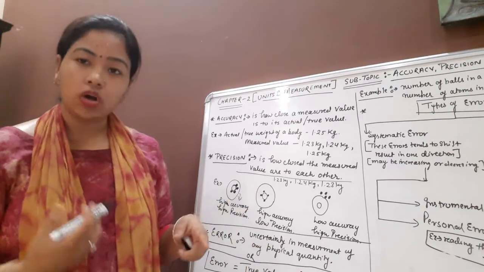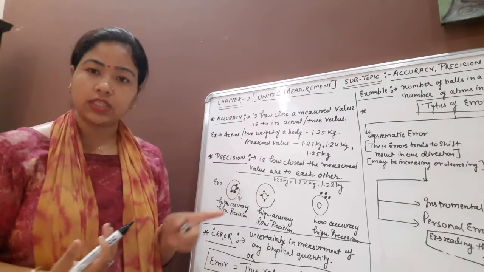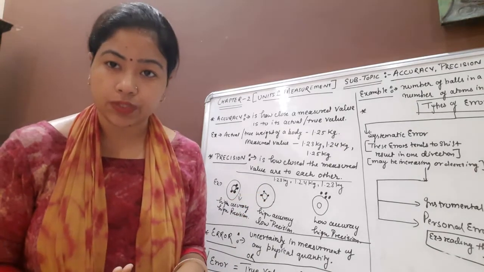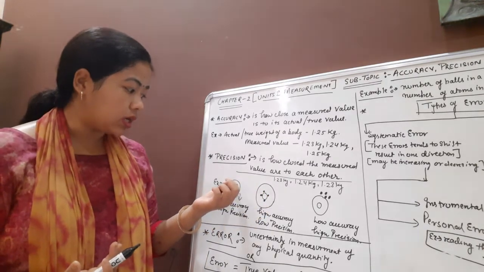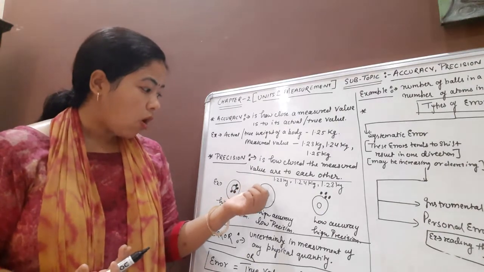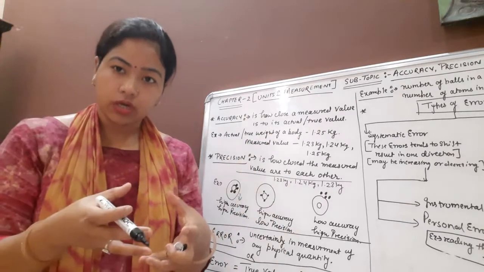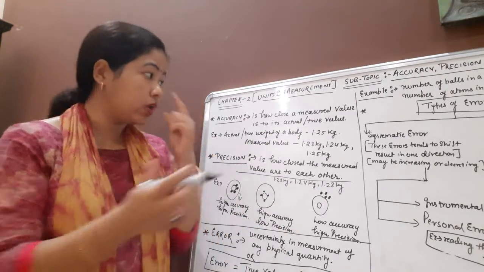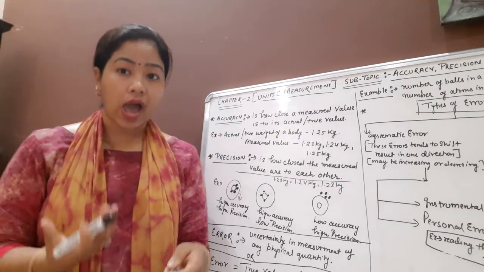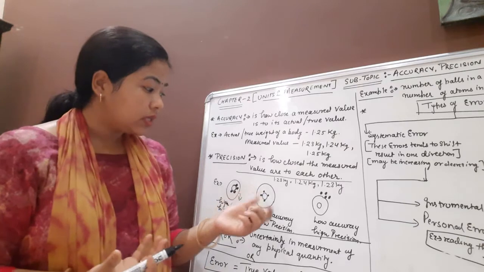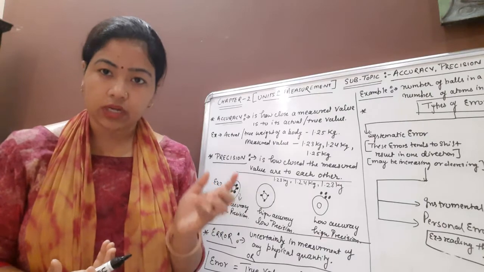The true value, or the actual value, of the measured physical quantity, and these four dotted points represent the four measured values. Now if you see this diagram and compare it with the very first diagram, you can see all the measured values are very close to the actual value. When measured values are very close to the actual value, that means the measurement is very accurate and has high accuracy.